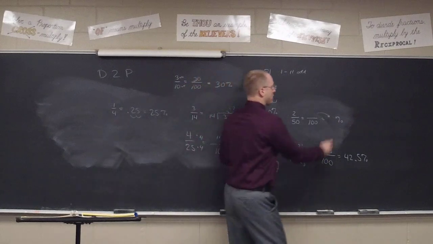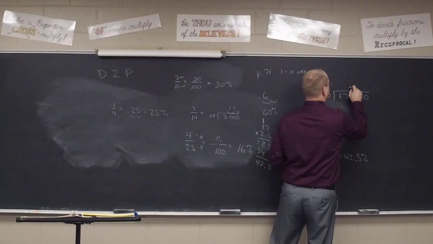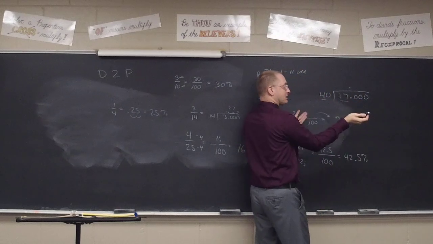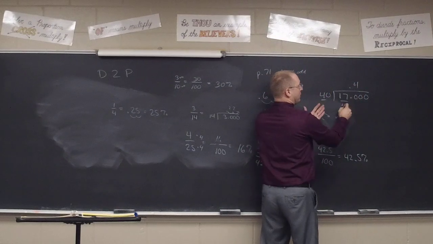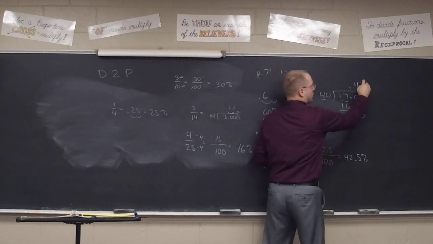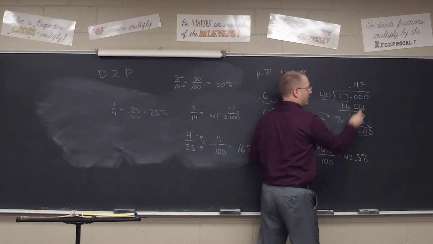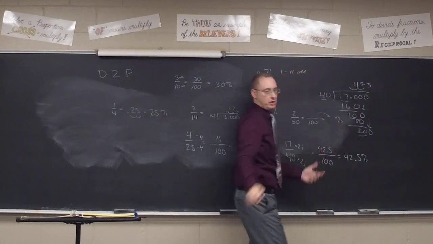That said, I think most of you probably put the 17 in the house and the 40 outside. Maybe this is faster. Honestly, how many times 4 goes into 17, class? 4. 4 times 40 is 160. How many times 4 goes into 10? 2. 2 times 40 is 80. How many times 4 goes into 20? 5. Then boink, there's my 42.5%.